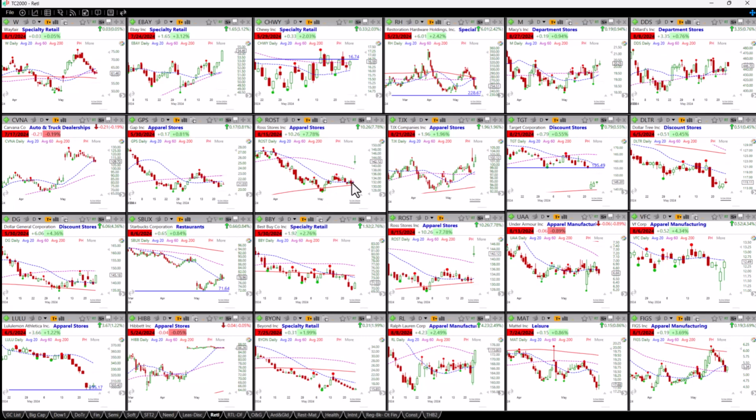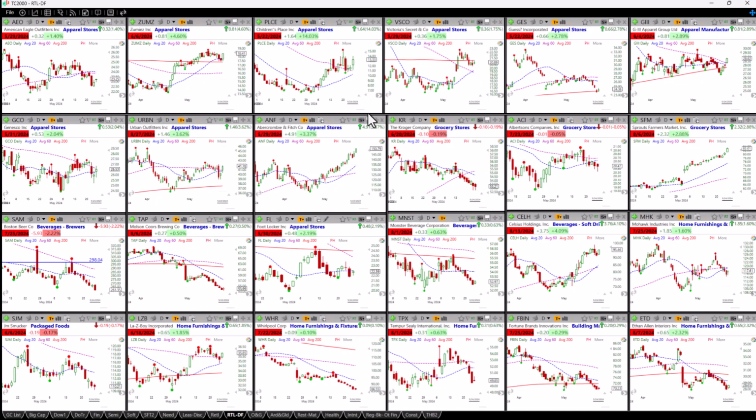Ross gapped up on earnings. This is one you're going to want to put in an interest list because gaps on earnings typically follow through after some consolidation. Lululemon, that's been getting killed. Ralph Lauren gapped down and had a big reversal. So you start building your list for what you're interested in or not.